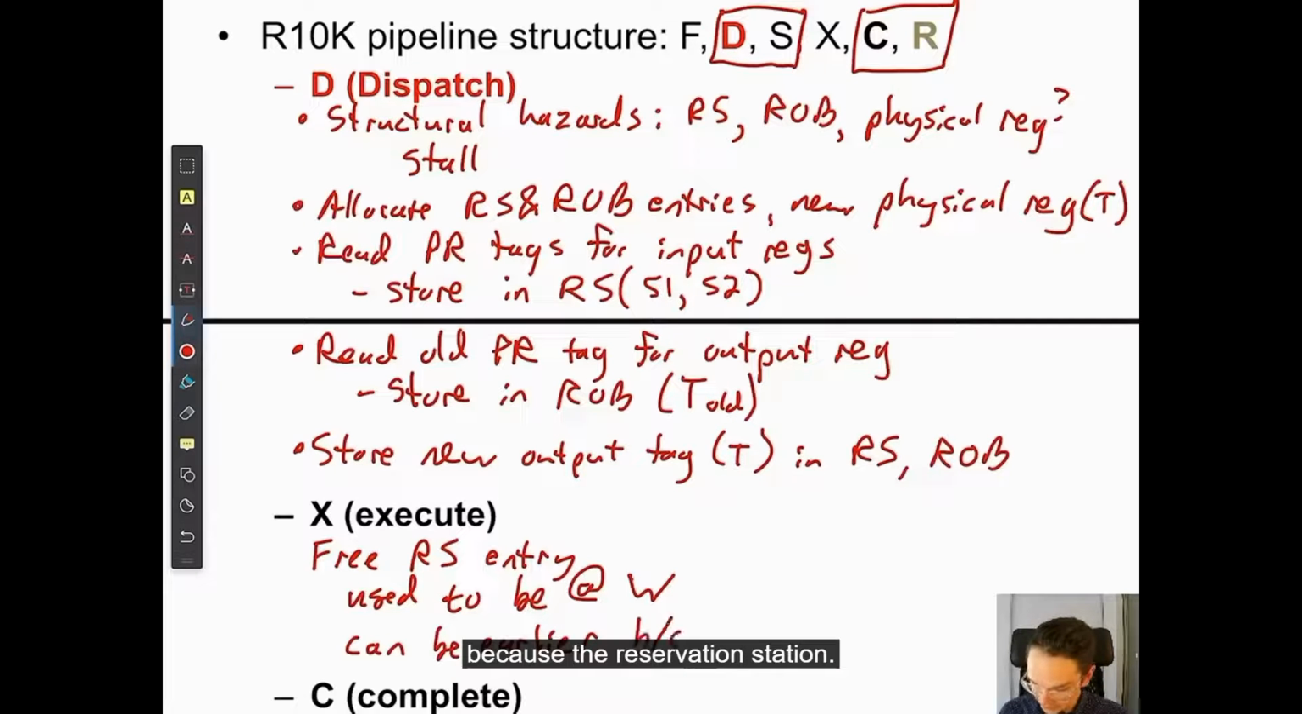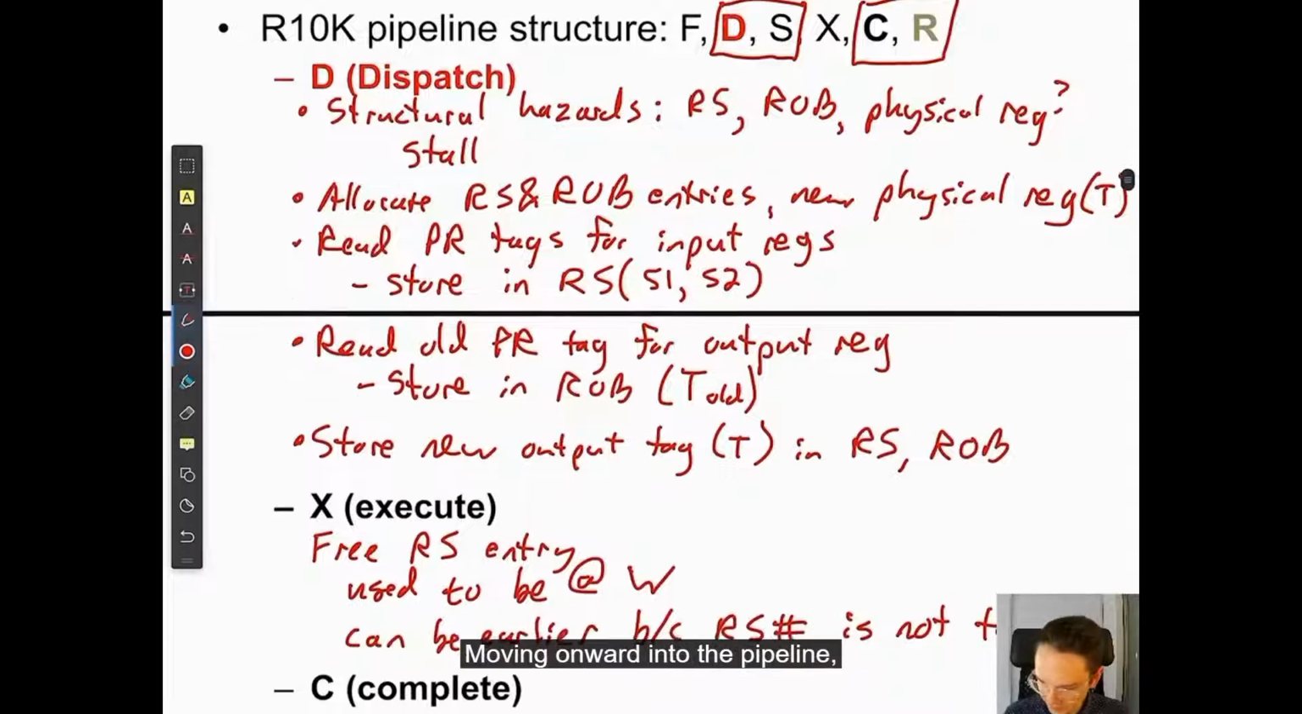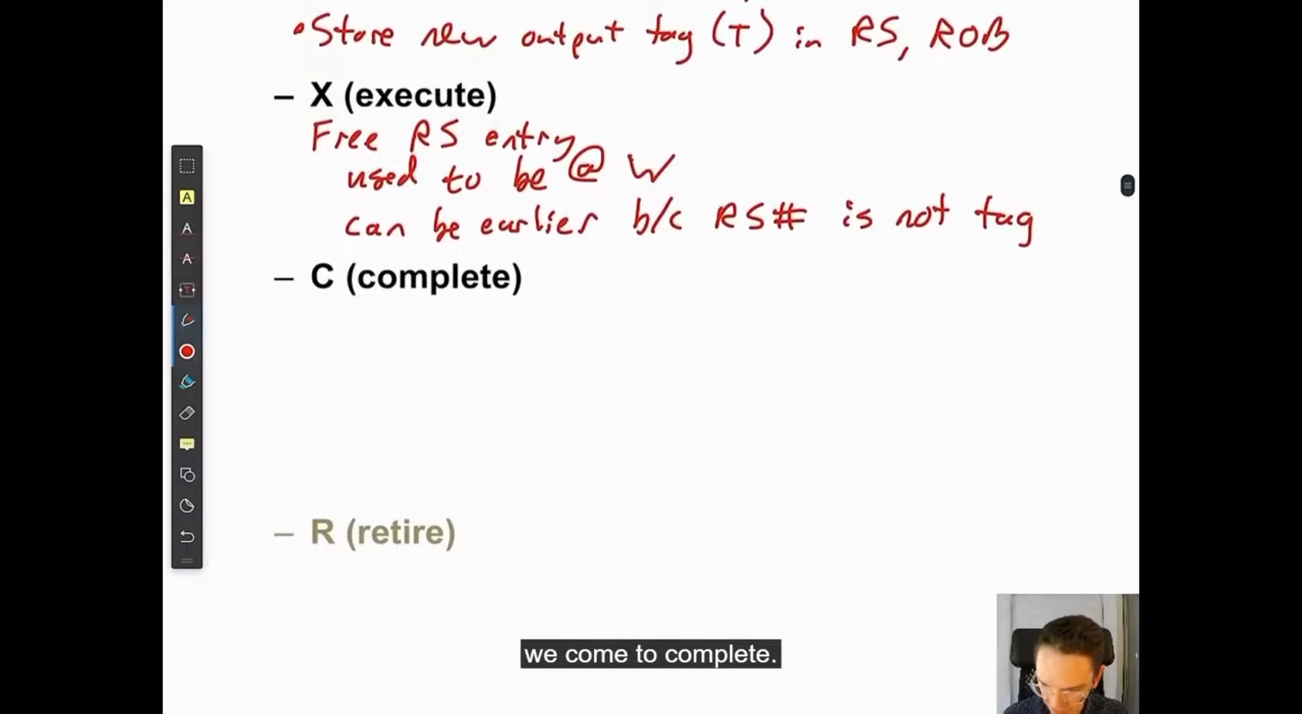specifically because the reservation station entry is not the tag. So we're no longer using the reservation station for our register locations, so we can free these entries a little earlier now, putting less demand on the structures, reducing the risk of structural hazards, at least on the reservation station entries. Moving onward into the pipeline, we come to complete.